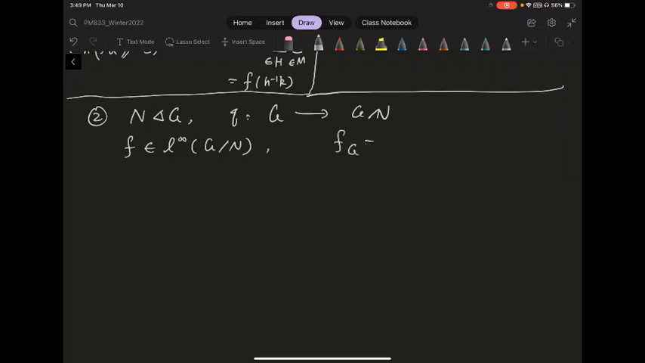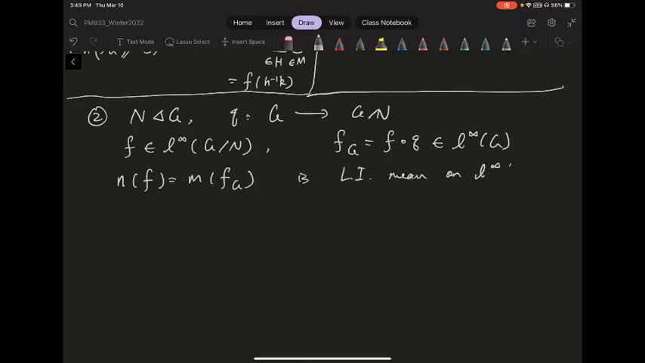You want to do the composition, so you let F_g be F composed with Q, so that's going to be inside the L infinity of G. And you just now define your left invariant mean by applying the m to the composition. Okay, so this is going to be a left invariant mean on the quotient, or on the L infinity of the quotient. I'm not going to check the details. It's pretty clear. They're basically the same idea.